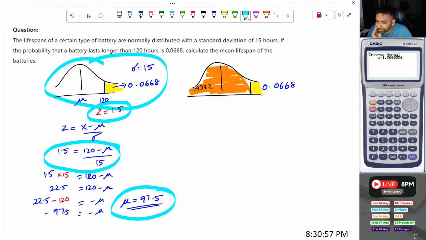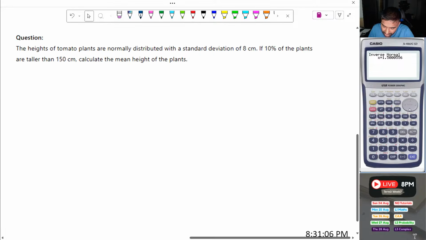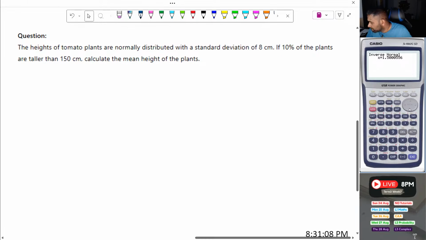All right, let's do one more question, practice one. And then I've got a couple of exam questions, getting exam questions ready for you guys. So try this one here. And again, if you can actually draw a diagram, it definitely helps you a lot with it.